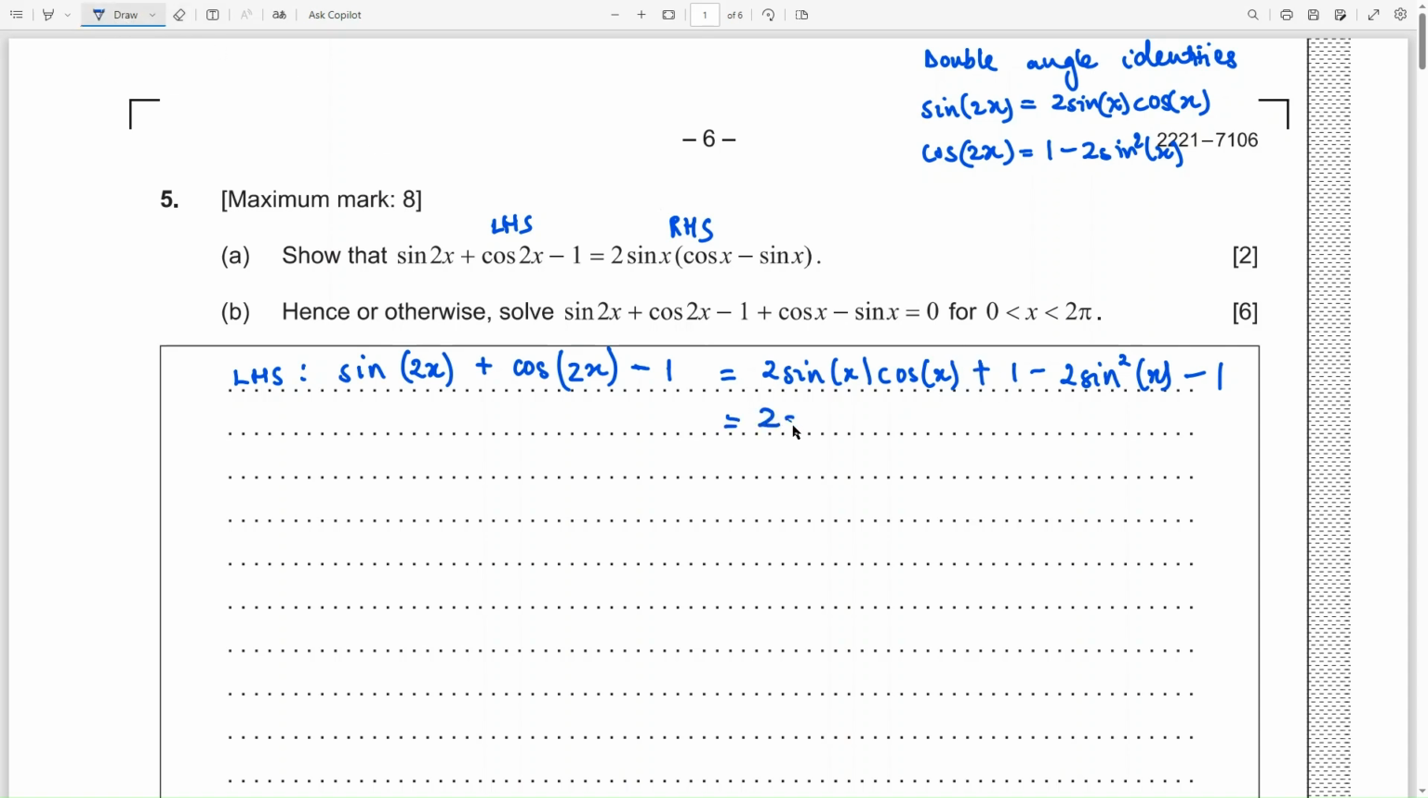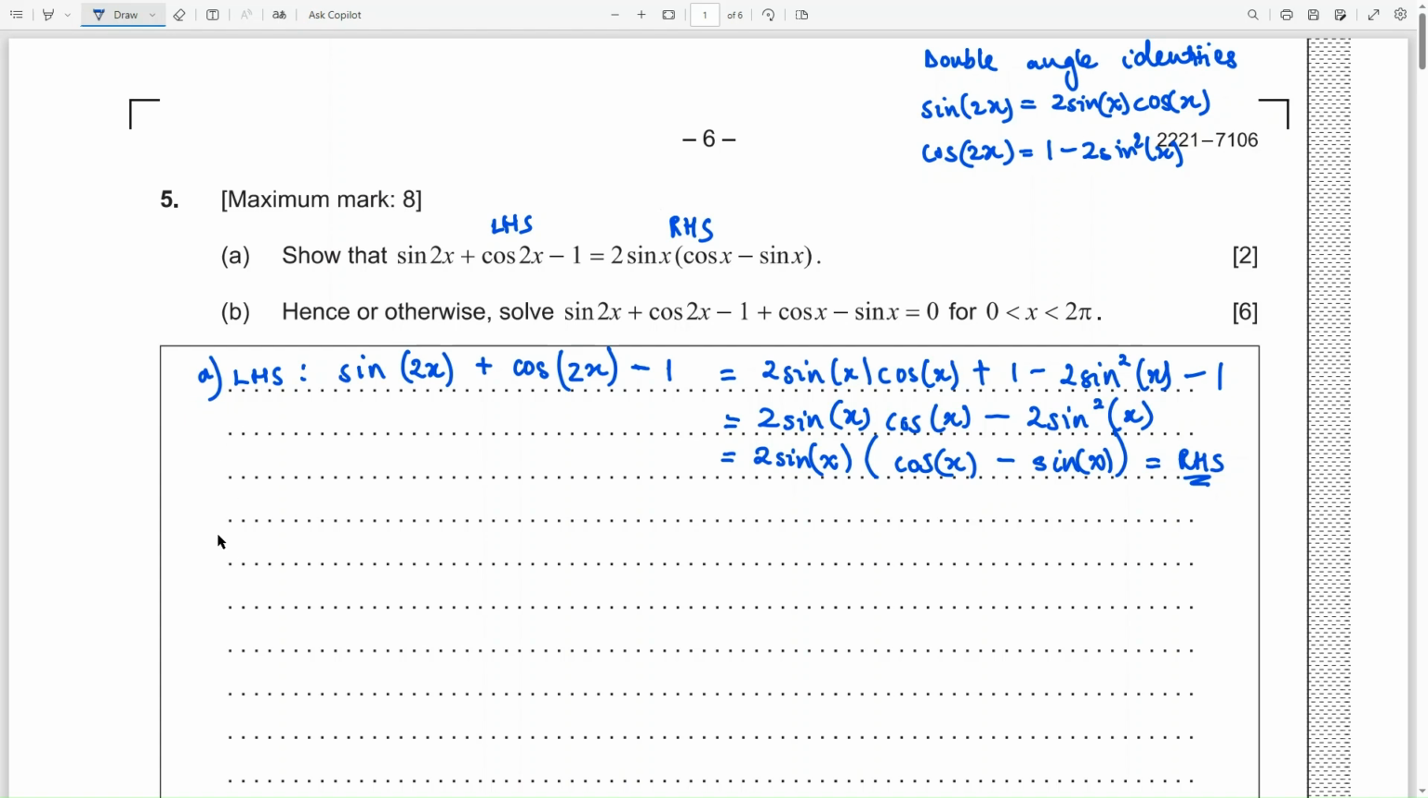And then you remain with 2 sine x cos x minus 2 sine squared x. And that, if you factor out 2 sine x, will look just like the right-hand side does. So we would multiply 2 sine x with cos x to get the first term back, and we would multiply 2 sine x with sine x to get the second term back. And that's it. That is the right-hand side. And that's how you show part A.